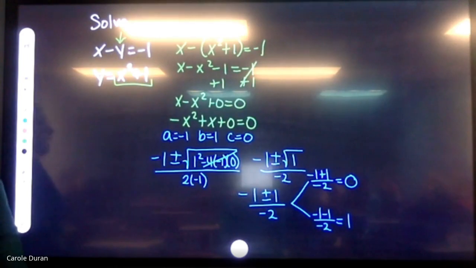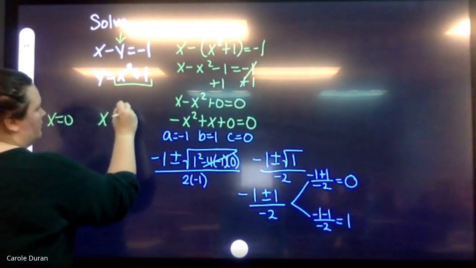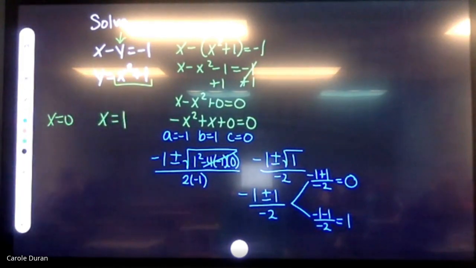Okay. So now what do we want to do with that x equals 0 and x equals 1? Do I want to just leave them? Is that my final answer? Do I need to plug them back in? What do I need to do? Plug them in and find my y so I can write them as an xy coordinate pair.